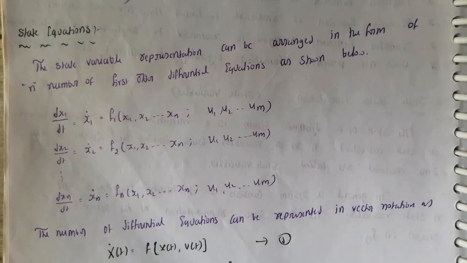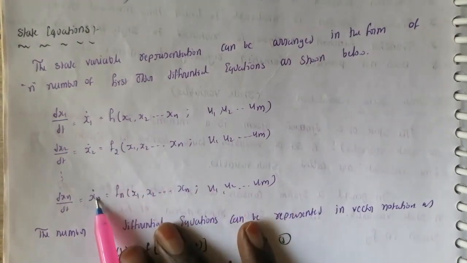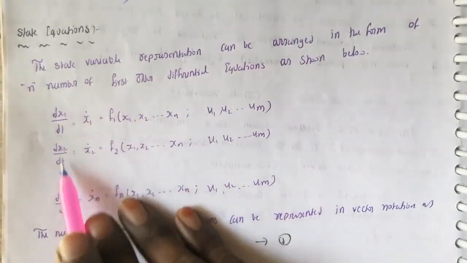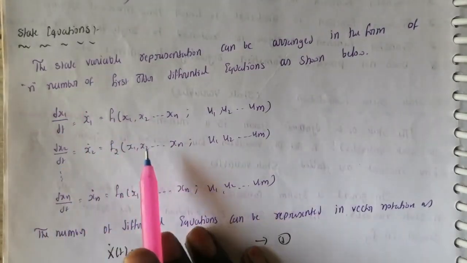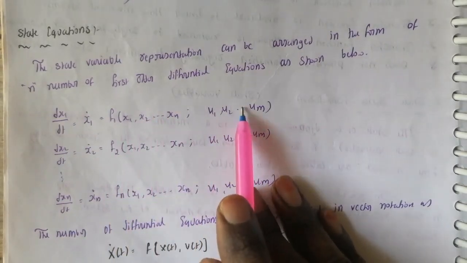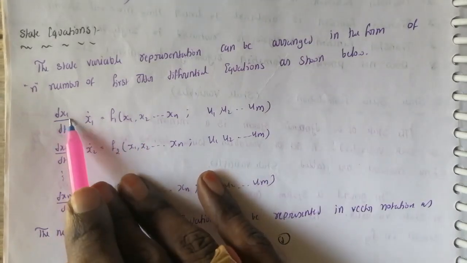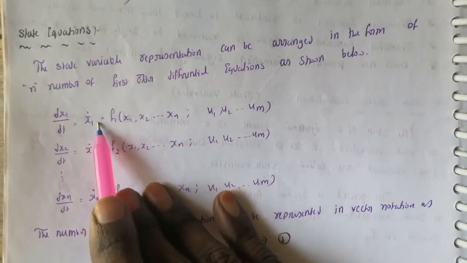The state variable representation can be arranged in the form of a number of first order differential equations as shown below. See here x1 dot, x2 dot, and so on. These are the state variables, and it is a function of state variables and inputs. Here we are representing the first order differentiation of x1 by x1 dot.